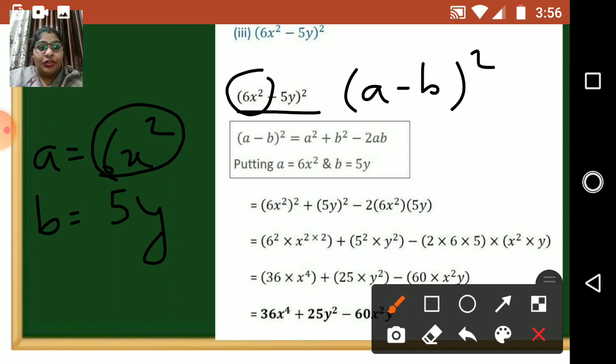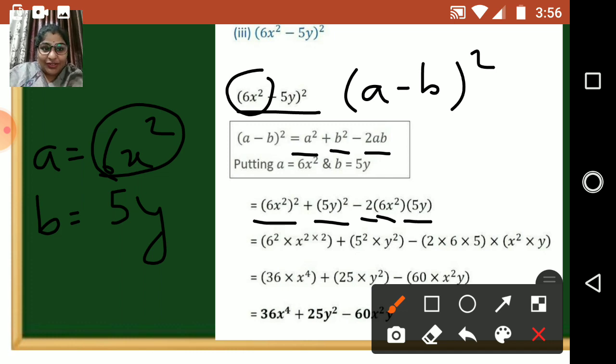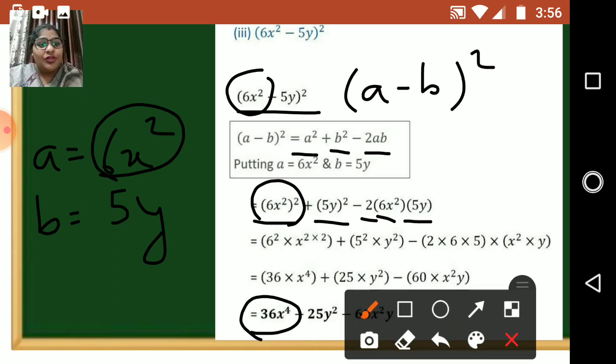Now children, you have to substitute the values. a square is nothing but (6x square) whole square, plus b square is nothing but plus (5y) square, and minus 2 into a into b is nothing but minus 2 into 6x square into 5y. Now once you have done the substitution of all the values of a and b, now further let us solve. So here, first you can see 6 sixes are 36 and (x square) to the power square is nothing but x raised to 4. So we will get 36 x raised to 4.